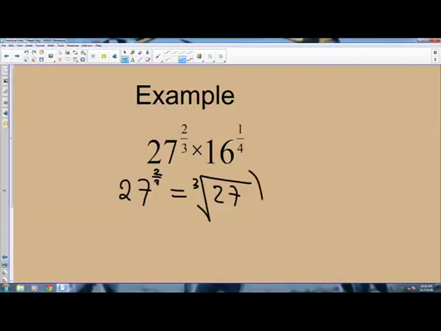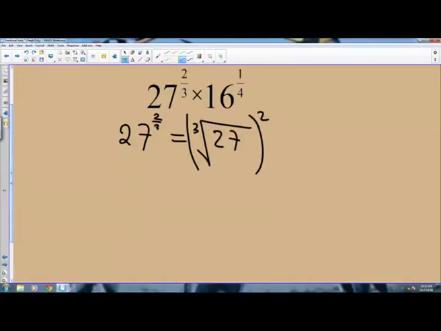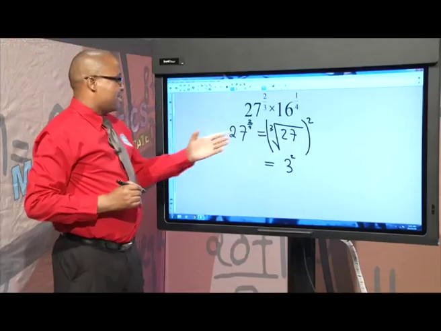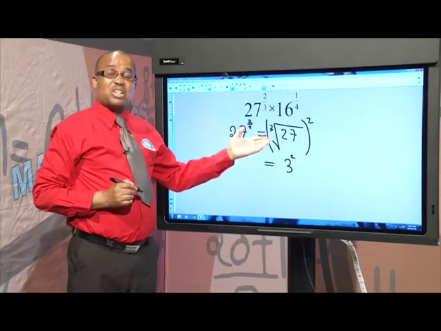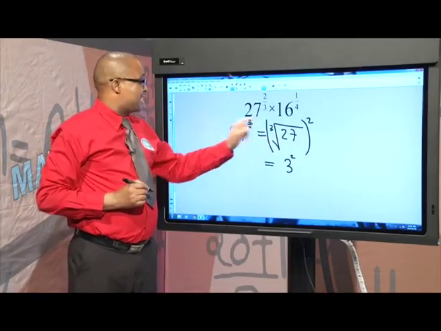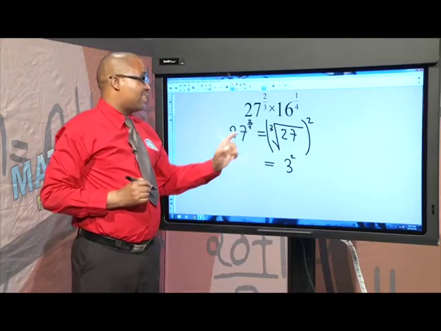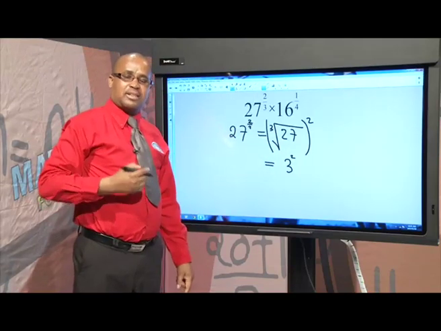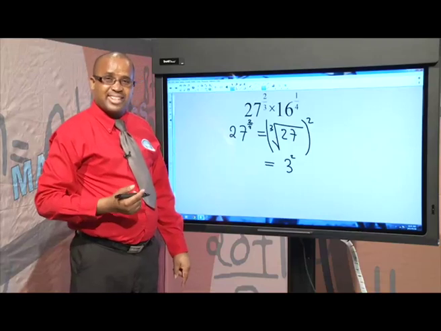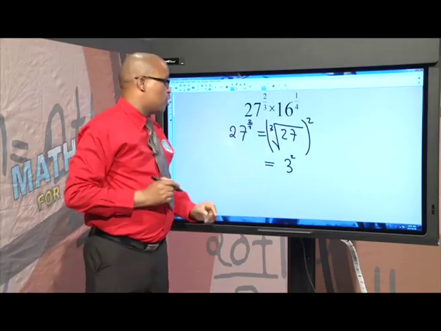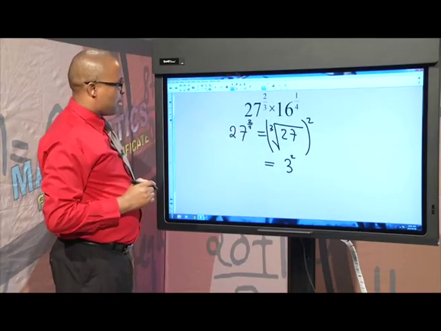what do you do? You square this. And the cube root of 27, from the last example, we found to be 3, so this is 3 to the power 2. This is 27 to the power 2 over 3. This is simply saying find a number such that when we multiply that number by itself 3 times, you are going to get 27. That number is 3. You can check: 3 times 3 is 9, times 3 is 27. Then raise that to the power 2.